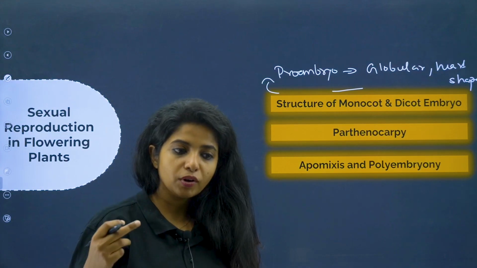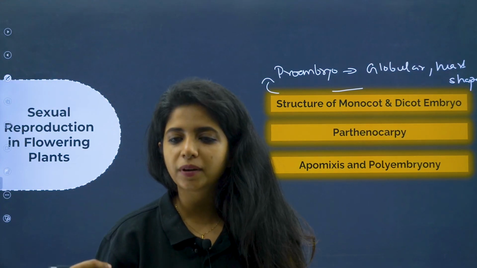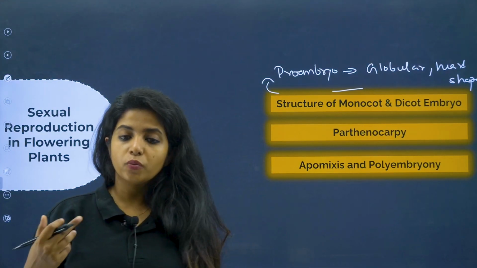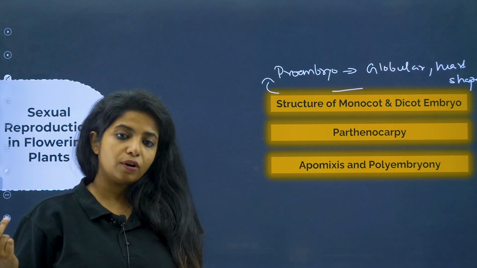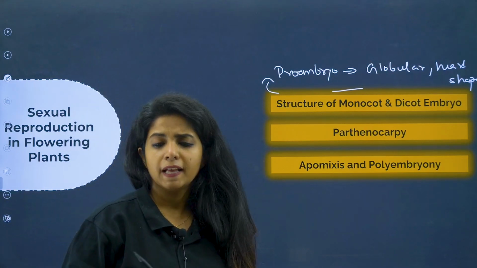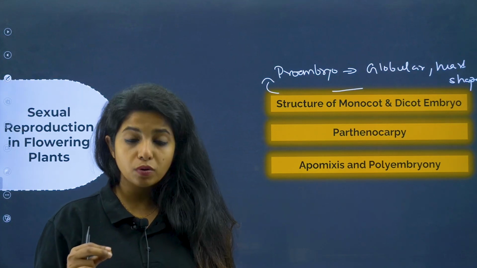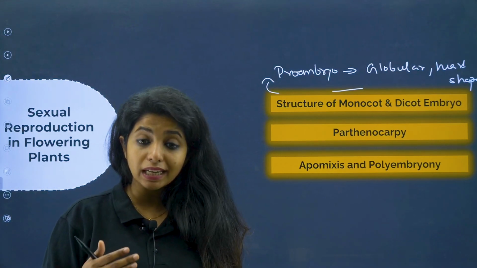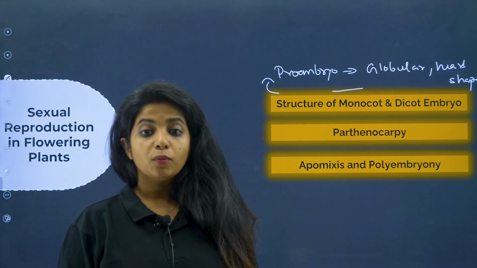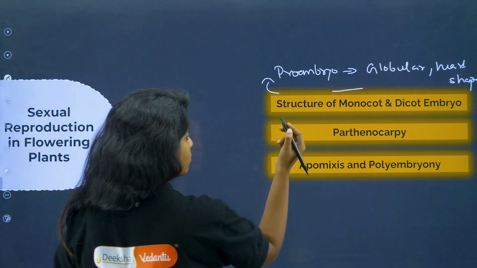You should be knowing about every single thing: coleorhiza, coleoptile, and then scutellum in the case of monocots. In the case of dicots, the 2 cotyledons and all these different parts. It's really understandable. And then you should be knowing non-albuminous and albuminous seeds, my dear children. What is the difference between pericarp and perisperm?